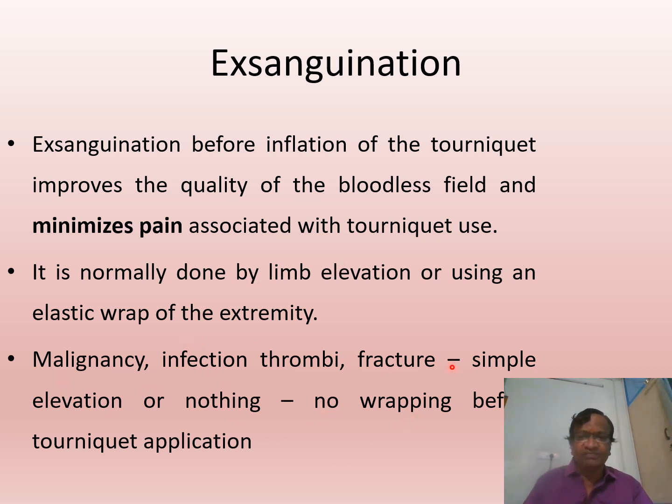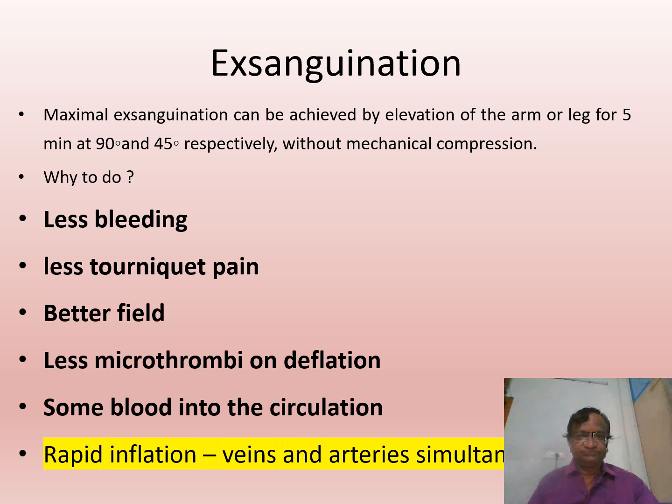Malignancy, infection, thrombi, fracture: now you think how you are going to move like this and do it, because it is not possible. Then elevation of the arm or leg for 5 minutes at 90 or 45 degrees respectively. Arm means 90 degrees, leg means 45 degrees, without mechanical compression sometimes. Why do this? Less bleeding, less tourniquet pain, better field, less microthrombi on deflation.